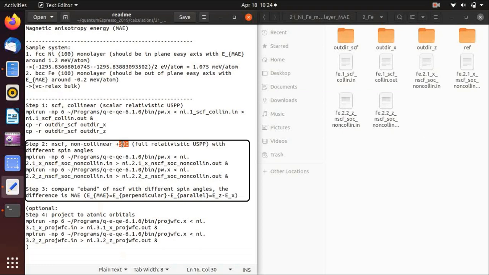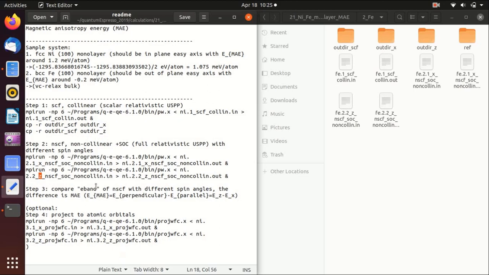And then we do step 2 with different spin angles. We make the spin along x and make the spin along z, yeah? And then we compare the total energy of the second step with different spin angles, and the difference is the magnetic anisotropy energy, yeah? Everything is the same as last time, except that we change the element to iron.